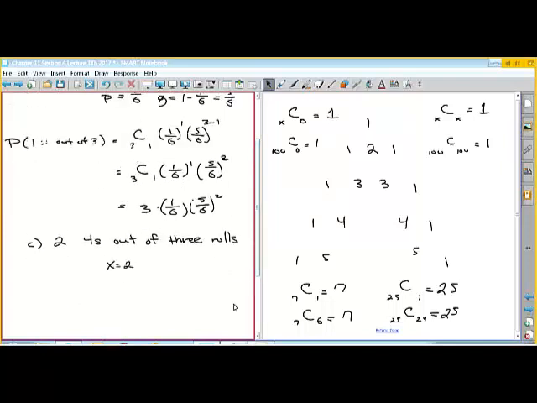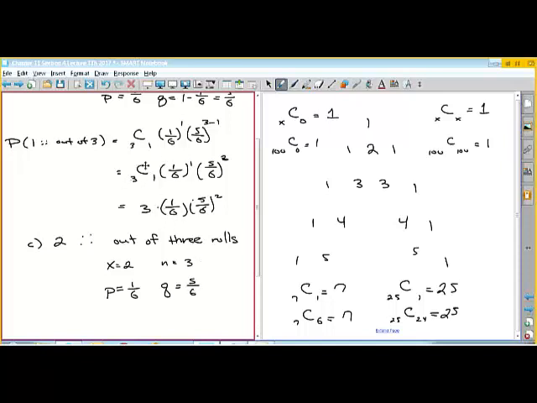Okay, so let's look at the next one. How about if you get 2 4s? So I'm going to put my little 4 dots again. So x, the number of successes, is 2, and the number of trials is still 3. The probability of success is still 1/6, and it's the same for the probability of failure. I'm not going to plug them into the equation. I'll let you plug them into the equation.